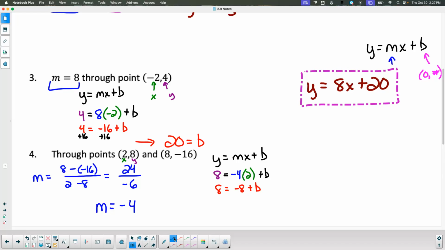Add 8 to both sides. That gives me 16 is b. So my equation then would be y equals negative 4x plus 16.